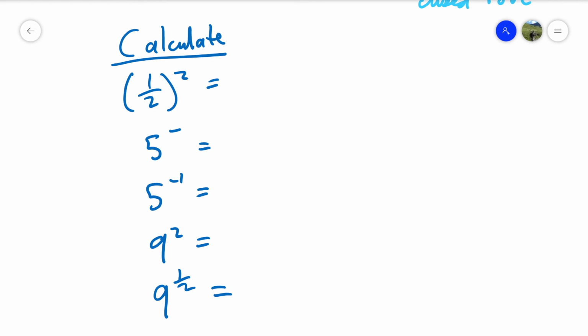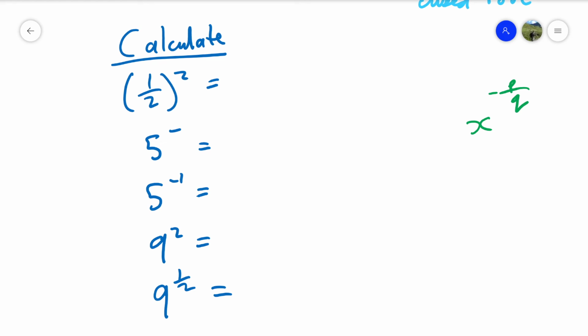Have a go in your own time, and then we'll go through it and think about it. We can think about it in terms of x to the minus p over q. Let's write out the answers.